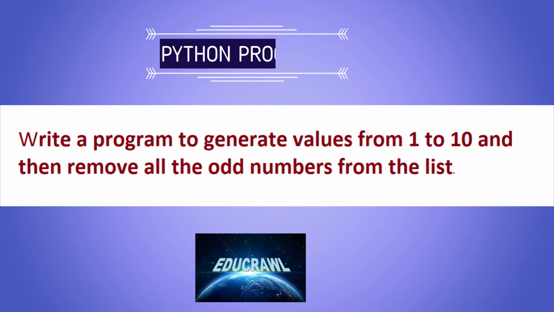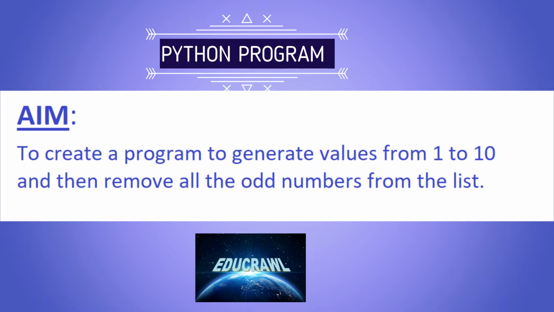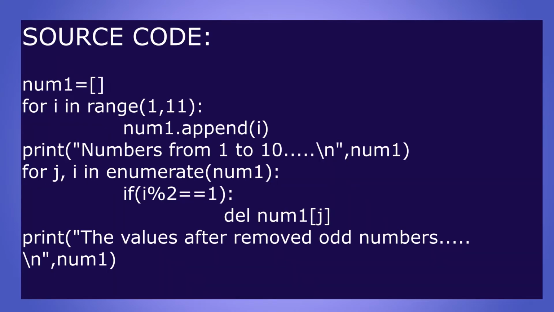Write a program to generate values from 1 to 10 and then remove all the odd numbers from the list. Now let us see how to do it. The aim of the program is to create a program to generate values from 1 to 10, then remove all the odd numbers from the list. Now let us see the source code of this program.